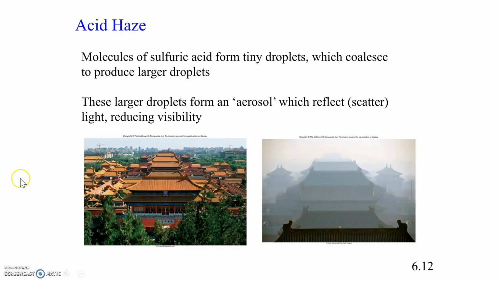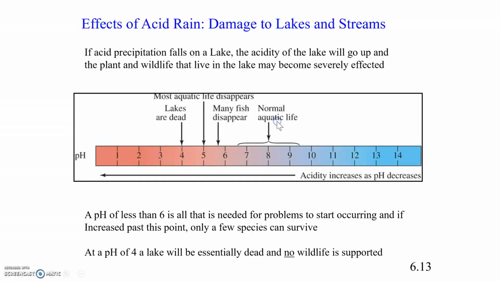Acids in the atmosphere, so in tiny droplets before they have been rained out of the atmosphere, also cause issues. These are known as hazes. This is a picture without these aerosols forming, and with the aerosols. This haziness that we see is a result of acids in the atmosphere.